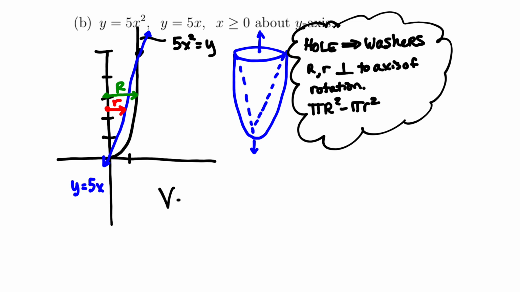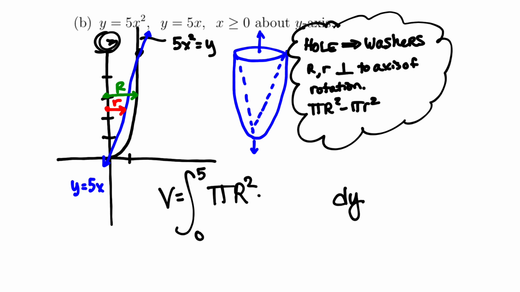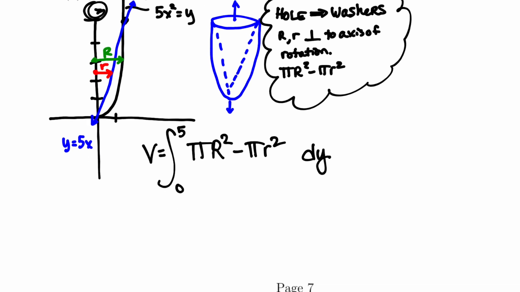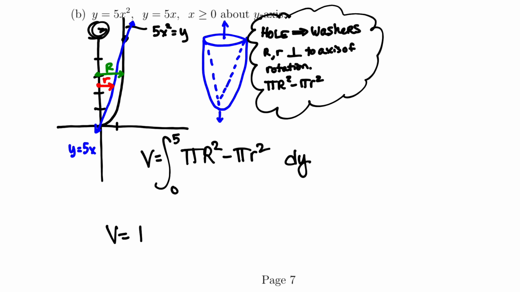And I know because I'm going around the y-axis, I'm integrating with respect to y, which means my limits are 0 to 5, pi big radius squared minus pi little radius squared. Beautiful. Good job. What's your big radius? So your big radius is the outside distance.